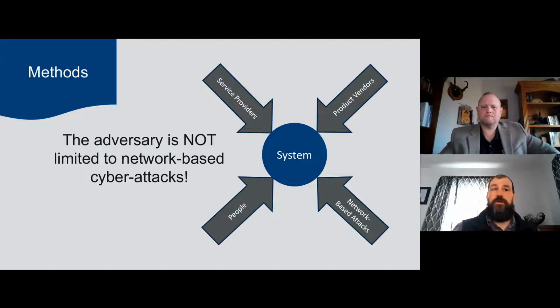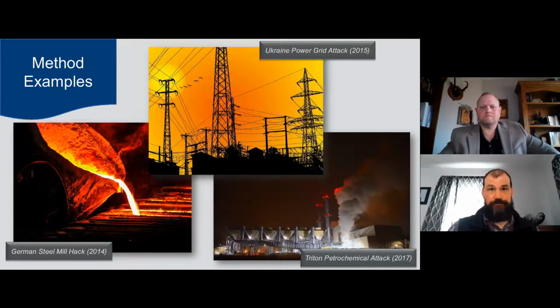So we need to keep in mind that it's not just whether something's connected to the internet. If it's a digital device, it can and probably will be compromised. There's lots of different examples of this, but one that I really wanted to highlight is the Triton petrochemical attack in 2017.